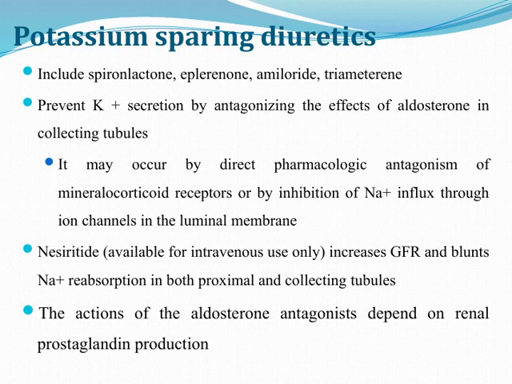Let's talk about potassium-sparing diuretics. These include drugs like spironolactone, eplerenone, amiloride, and triamterene. Their main role is to prevent potassium secretion in the kidneys by antagonizing the effects of aldosterone in the collecting tubules. Essentially, they block the action of aldosterone, which normally promotes sodium reabsorption and potassium excretion. They can do this either by directly blocking mineralocorticoid receptors or by inhibiting sodium influx through specific ion channels in the luminal membrane of the tubules.